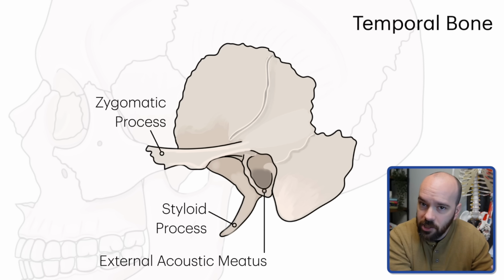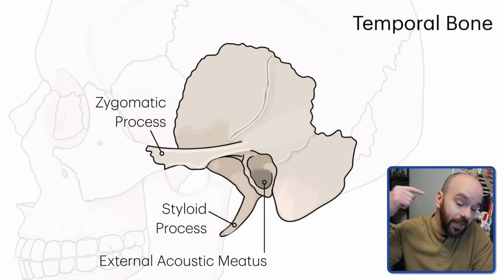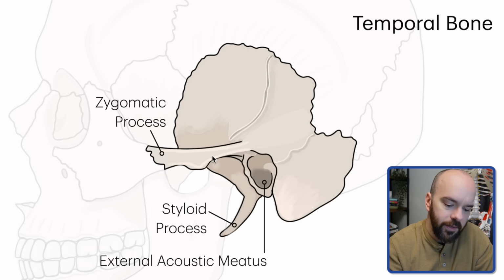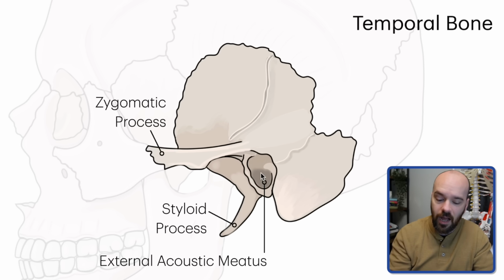We also have something called the external acoustic meatus. This forms the auditory canal, basically where sound is entering in our ear. So in this temporal bone picture right here, your ear is right in here. So this external acoustic meatus, that's the hole in your ear that sound goes in. Like I said, it's the auditory canal.